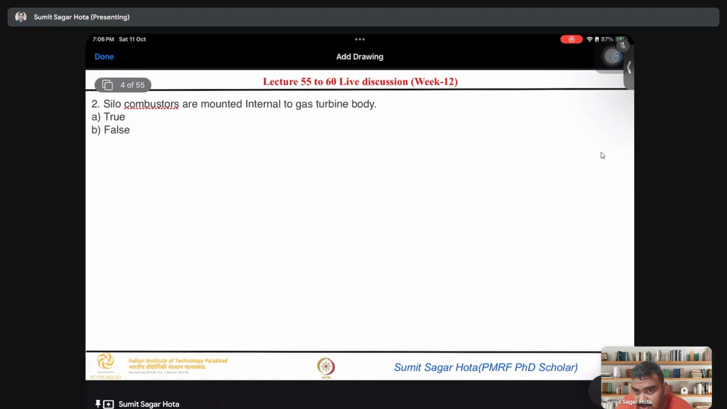The silo combustors are mounted internal to the gas turbine body. True or false? It's actually a false statement. So always remember, silo combustor is always mounted external to the gas turbine body.